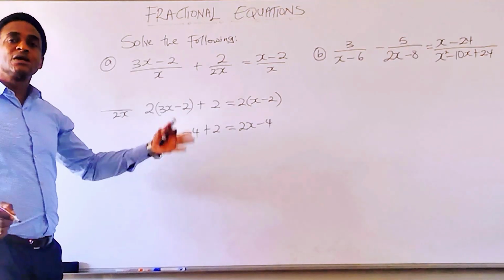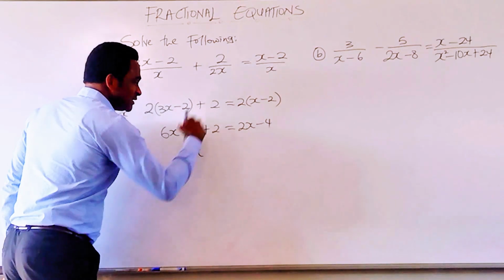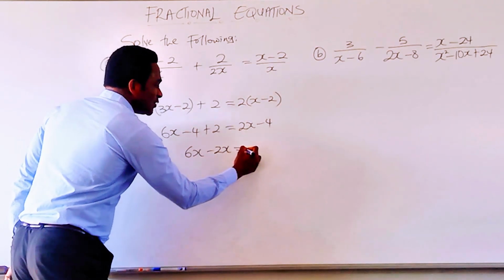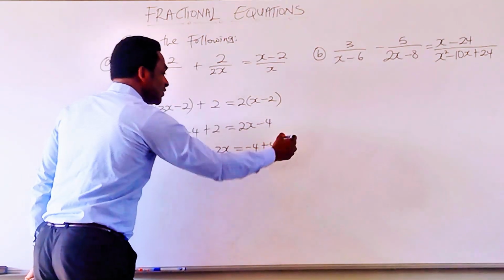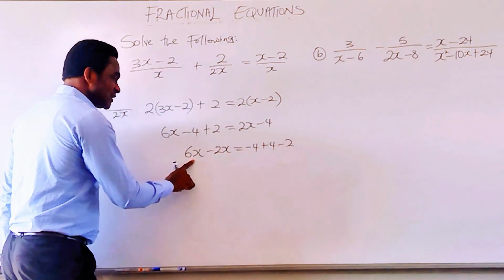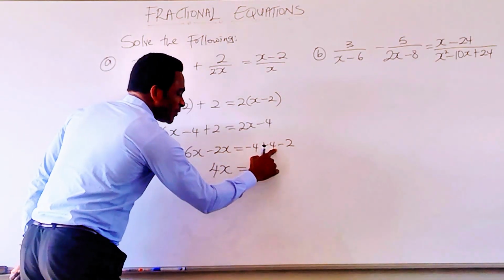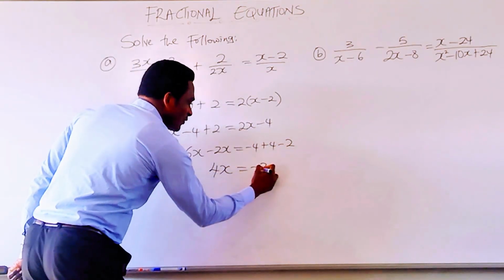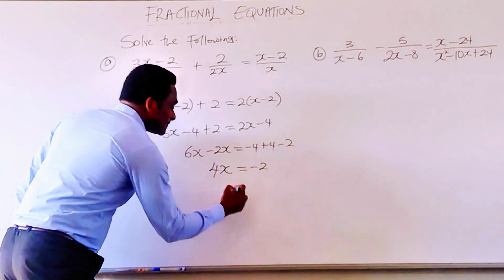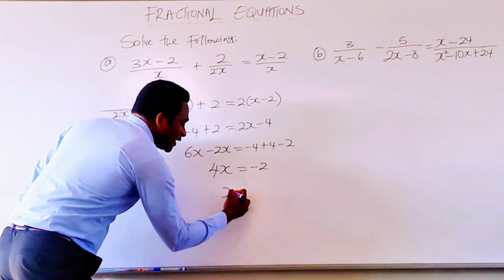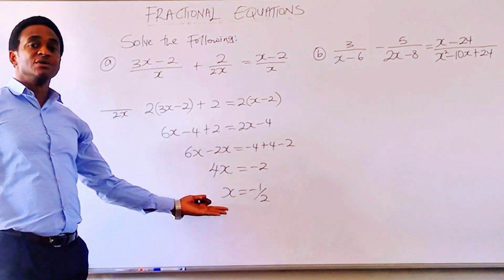The next thing is to collect like terms. Now collecting like terms, you have 6x, and this coming over is minus 2x, negative 4 coming over becomes positive 4, and the 2 going over becomes negative 2. 6x minus 2x is 4x. Negative 4 plus 4 is gone, negative 2. We divide both sides by the coefficient of x, which is 4. So negative 2 over 4 will give us negative 1 over 2. So our answer is negative 1 over 2.